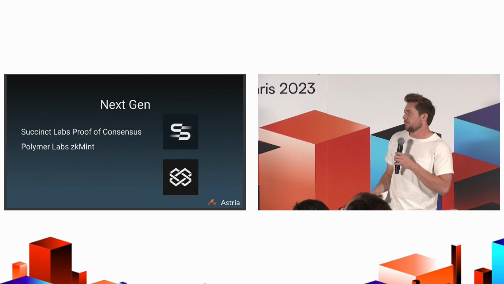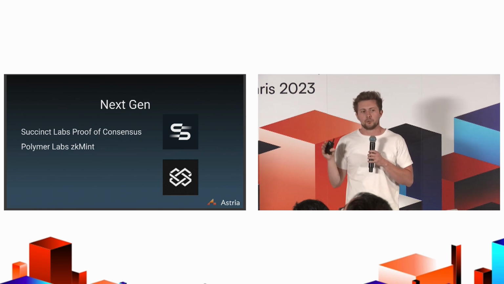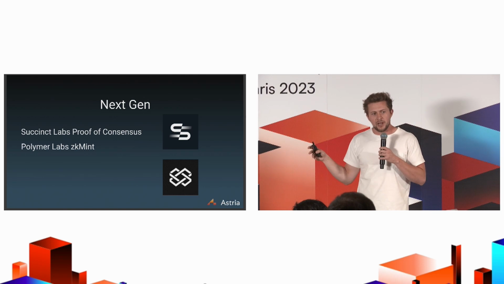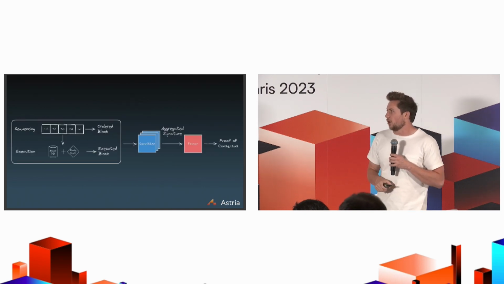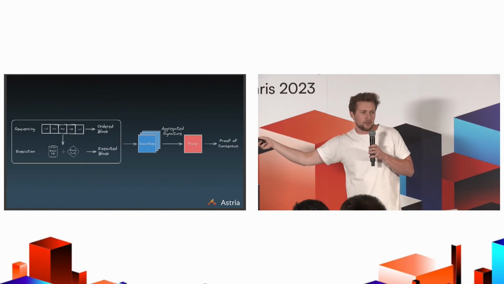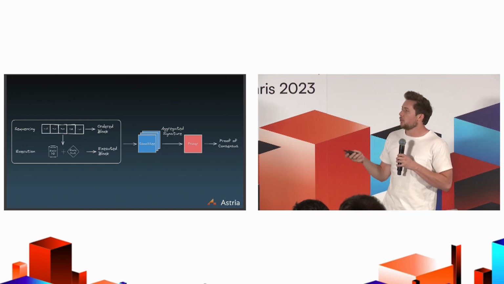What is the next gen, right? We see Succinct Labs working on proof of consensus of the Ethereum sync committee. Polymer is working on ZK Mint, right? And so what fundamentally these are is we're going to do the whole first step, right? We're going to do an ordered block, we're going to do an executed block, we're going to pass it through some committee. That committee is going to have an aggregated signature. Pass that aggregated signature into a prover, and we're going to get what we're going to call a proof of consensus, to use the Succinct term, right? Why do we want this proof of consensus?